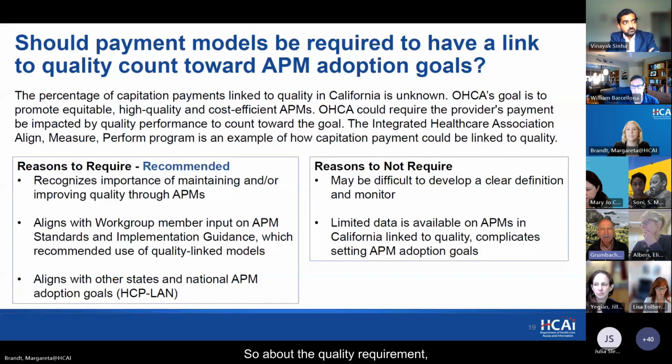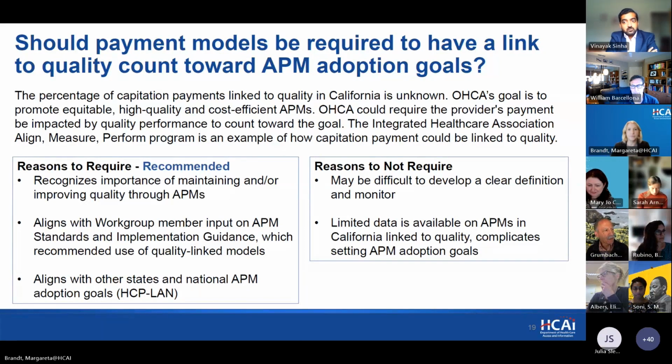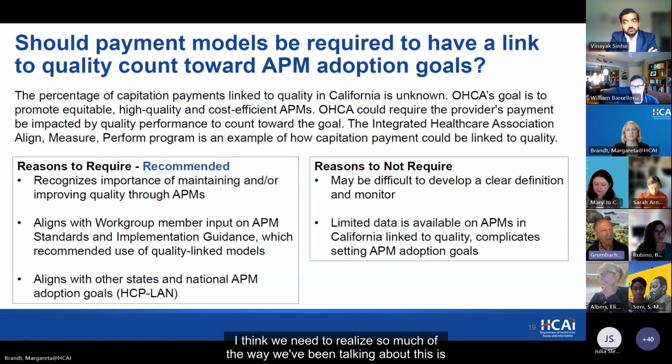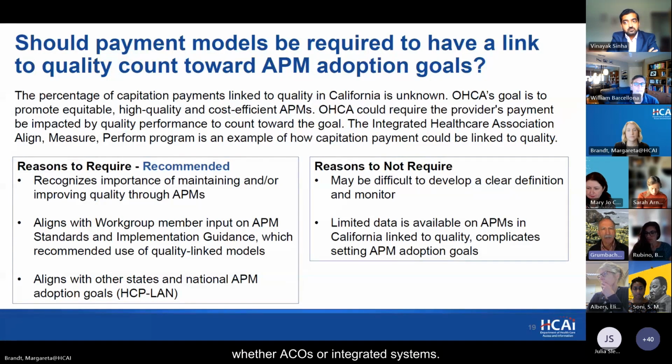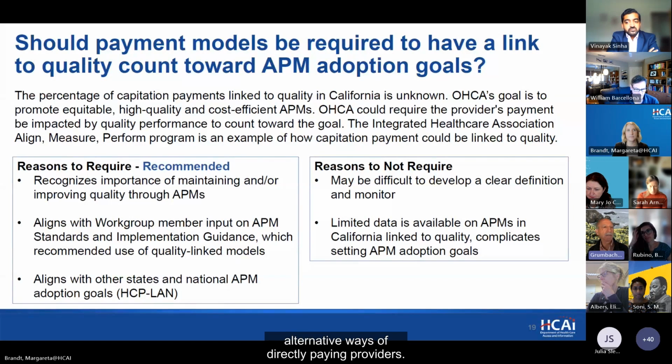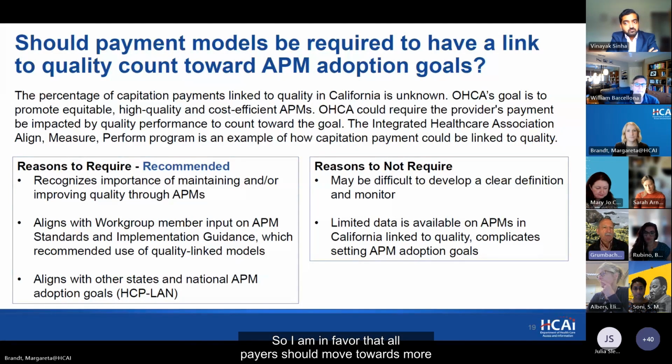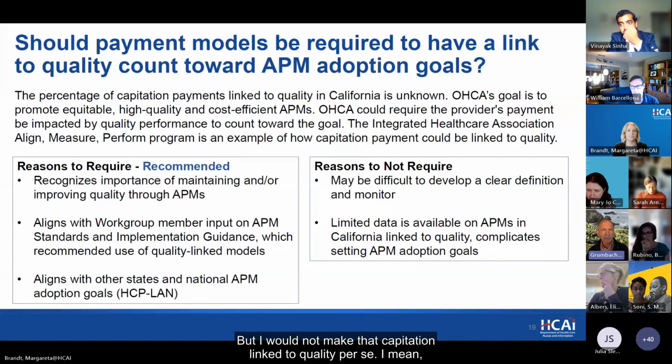So about the quality requirement, I think we need to realize so much of the way we've been talking about this is really about alternative payments going to large organizations, whether ACOs or integrated systems. And we haven't really focused much on the idea of alternative ways of directly paying providers. And I'm specifically thinking here of primary care. So I'm in favor that all payers should move towards more population-based payment, i.e. capitation for primary care, and away from fee-for-service. But I would not make that capitation linked to quality per se.